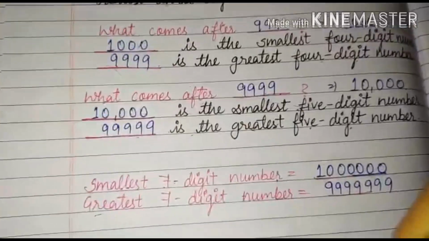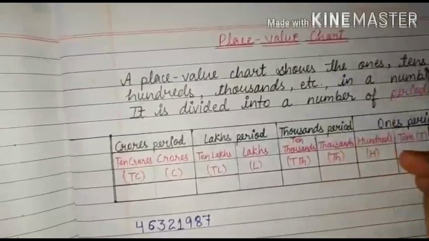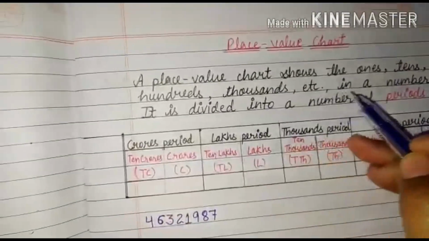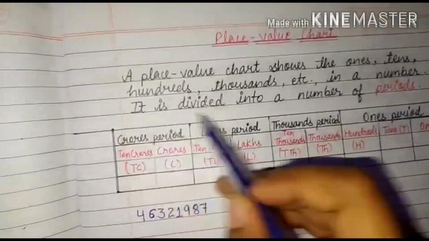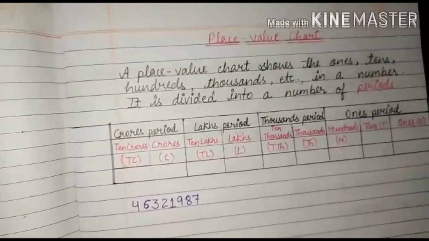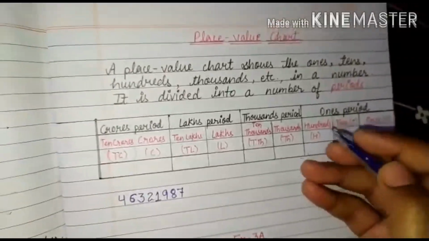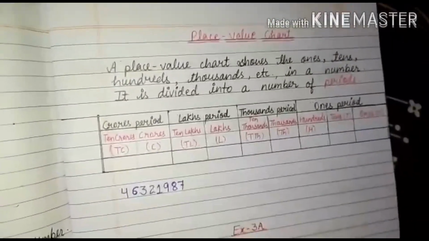So have a look at the place value chart. A place value chart shows the ones, tens, hundreds, thousands, etc. in a number. It is divided into a number of periods. The ones period has 3 places: ones, tens, hundreds, and the other periods have 2 places in them.